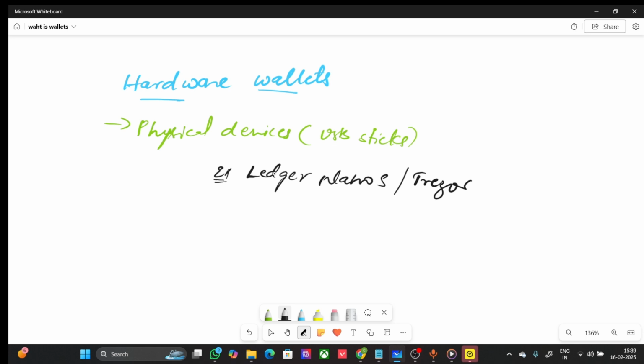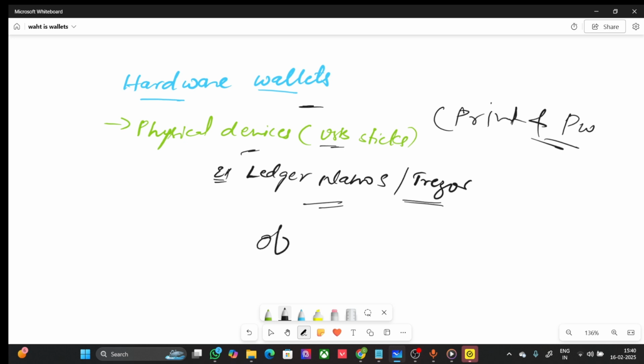Now, if you are looking for a higher level of security, hardware wallets are the best for that. Hardware wallets are physical devices, like USB sticks, that you can plug in and plug out to use whenever you want, and this stores the private and public key. Some examples of hardware wallets are Ledger Nano S and Trezor. As these wallets are offline, they are very less likely to get hacked, and they store your public and private key offline. So as these are not connected to the internet, they are more secure when compared to software wallets.